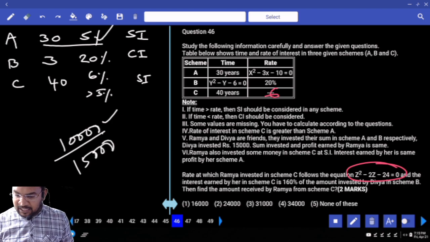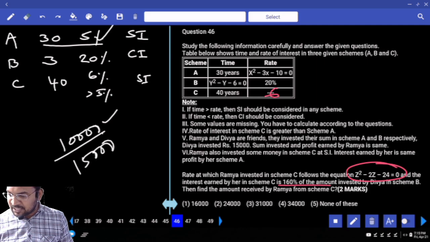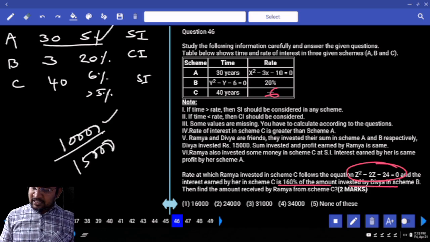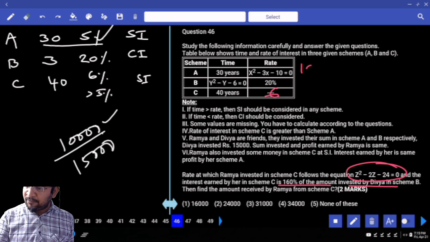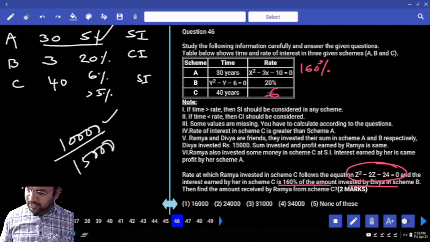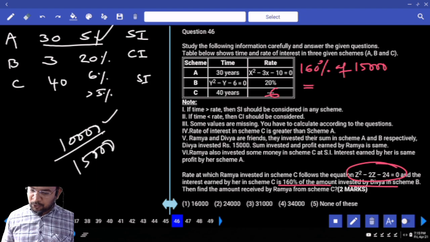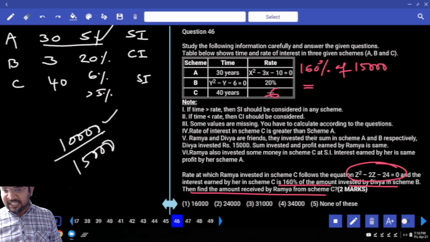Now, the interest earned by her in scheme C is 160% of the amount invested by Divya in scheme B. The interest earned in scheme C is 160% of what? The amount invested by Divya in scheme B, which is 15,000. So 160% of 15,000 is equal to the interest earned, and then we find the amount received by Ramya from scheme C.